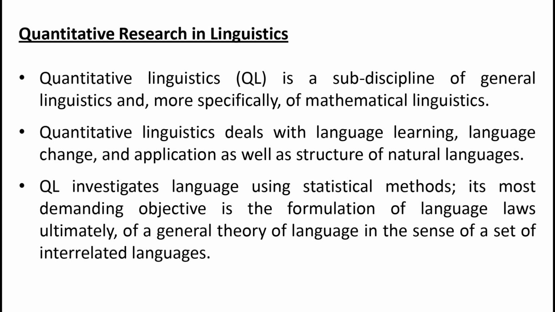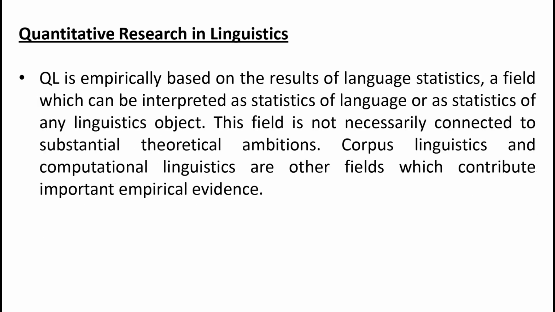Its most demanding objective is the formulation of language laws, ultimately of a general theory of language and the sense of a set of interrelated languages. It is empirically based on the results of language statistics, a field which can be interpreted as statistics of language or as statistics of any linguistic subject. This field is not necessarily connected to substantial theoretical ambitions. Corpus linguistics and computational linguistics are other fields which contribute empirical evidence.